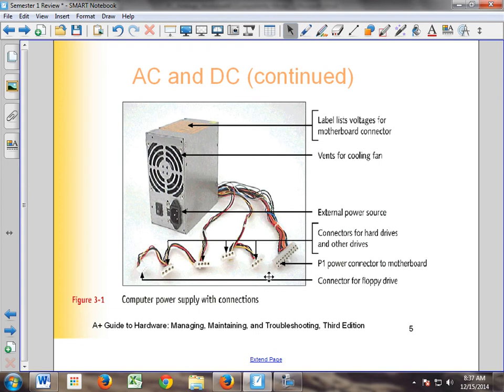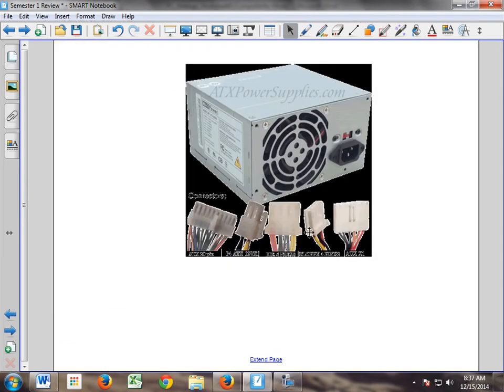I should be able to identify what plugs into what from a picture like that, or like that, and say how many volts is that? 3.3. How many volts is that? That?